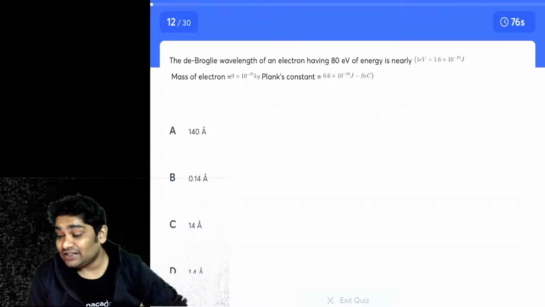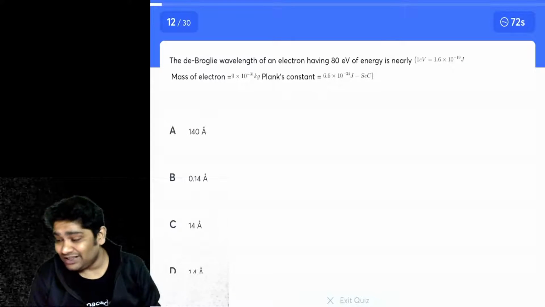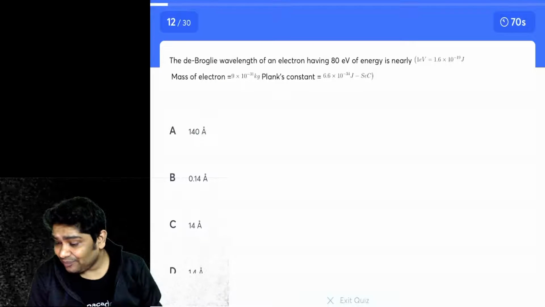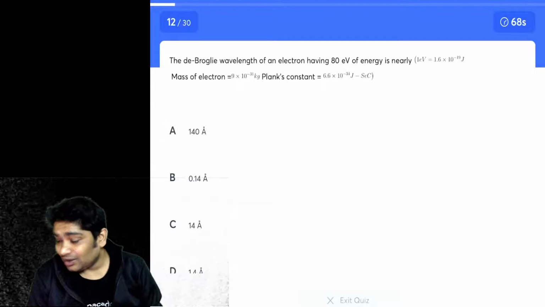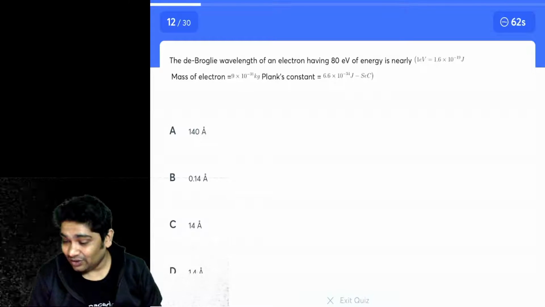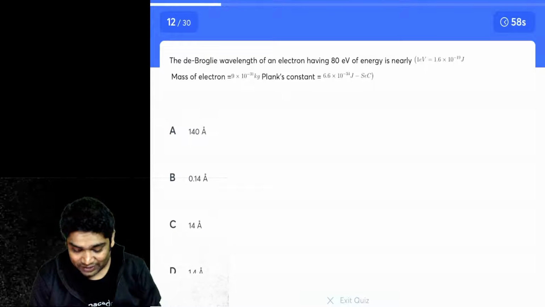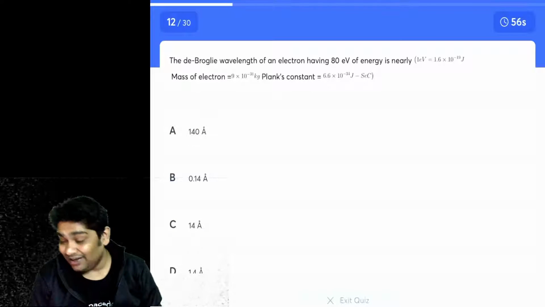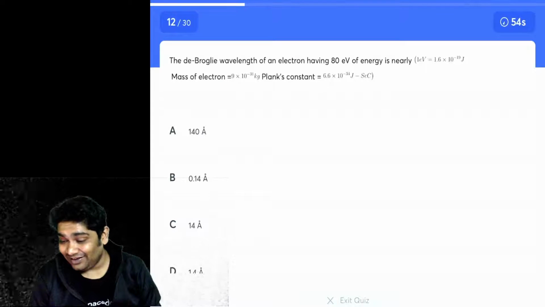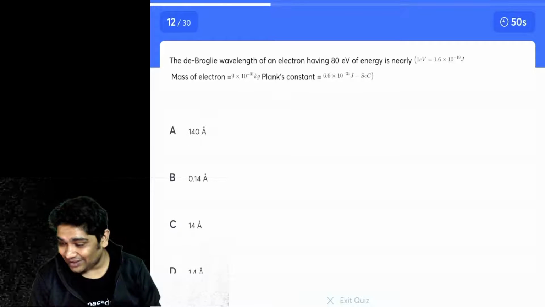The next question says the de-Broglie wavelength of an electron having 80 electron volts of energy is nearly. So you've been given the data, and you've been asked the de-Broglie wavelength. What is the de-Broglie wavelength roughly going to be? Again, a question requiring a little bit of calculation.